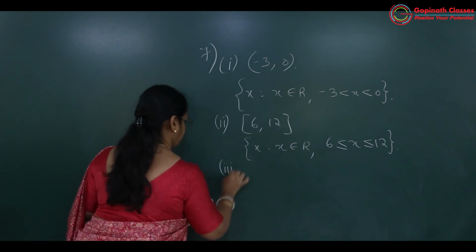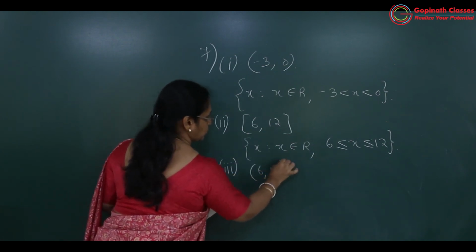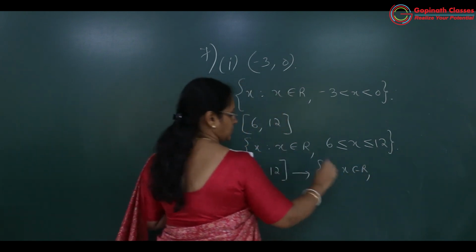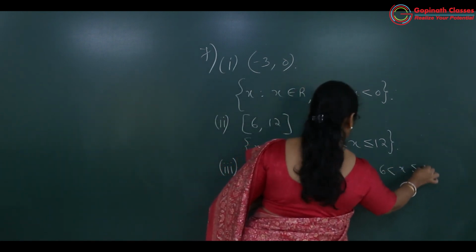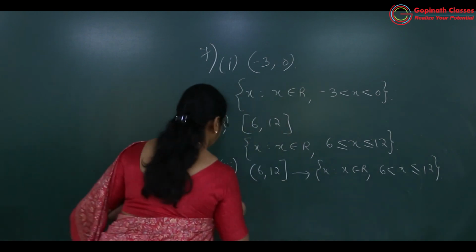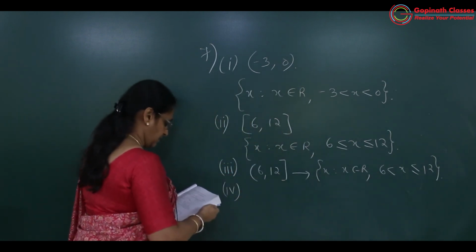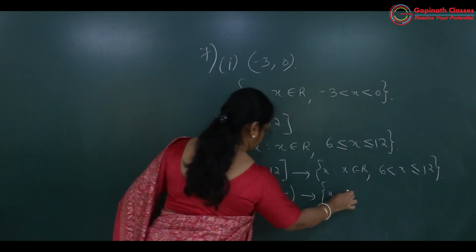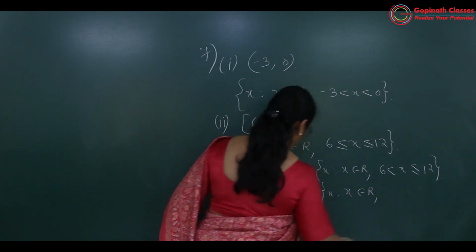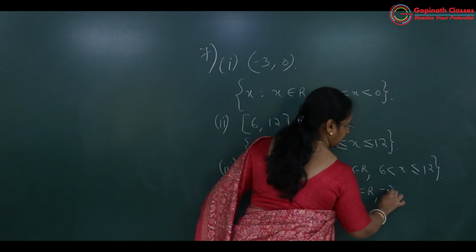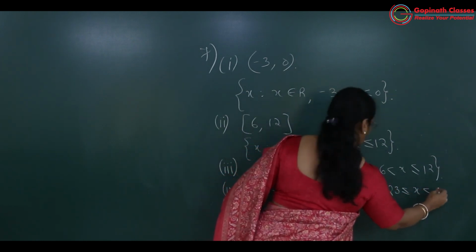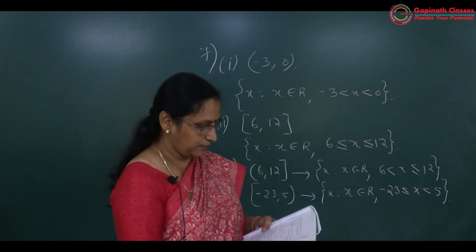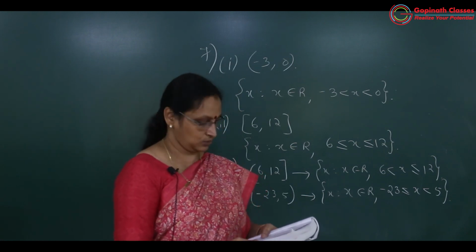Third is open, closed. तो ये कैसे लिखेंगे? Set x such that x belongs to R. 6 is not included. 6 less than x less than or equal to 12. And look at the fourth one. It is minus 23 closed, open 5. तो कैसे होगा? Set x such that x belongs to R. They are real numbers. And minus 23 is included. So minus 23 less than or equal to x and 5 is not included. So intervals, how to write in set builder form and how to write as intervals. So that we have learned.